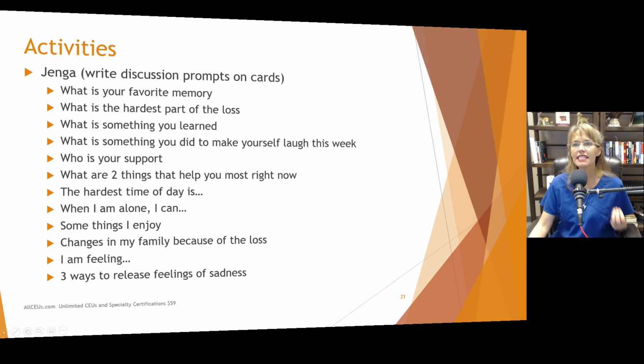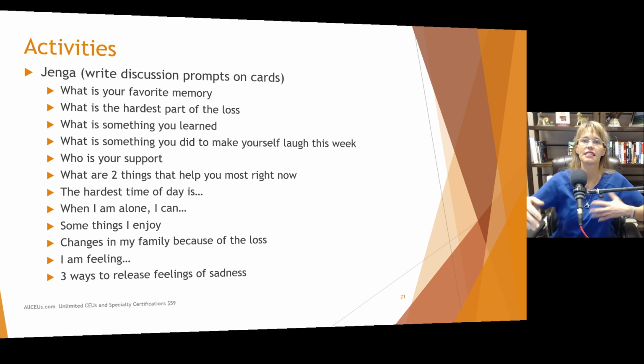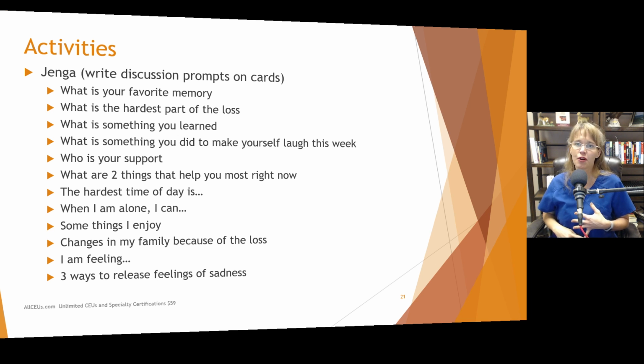Jenga. Write discussion prompts on cards, not on each block, because that way you can use the Jenga blocks for different things. But any of these different questions, what's your favorite memory? What's the hardest part of the loss? What's something that you learned? As people pull blocks, they have to pick a card and then answer whatever's on that card.